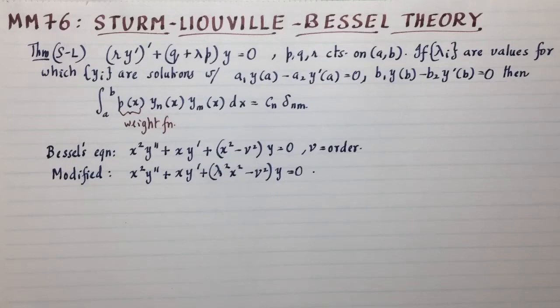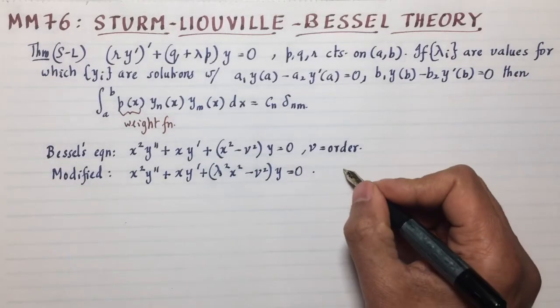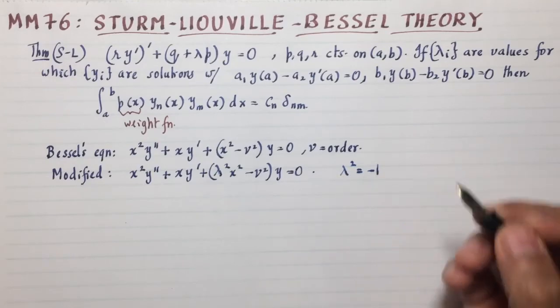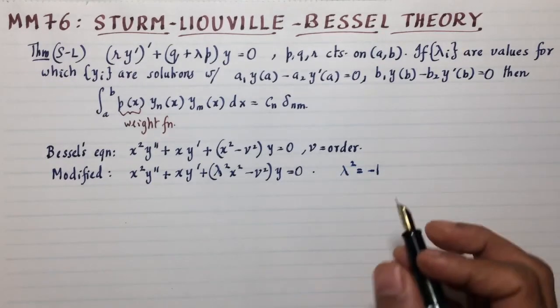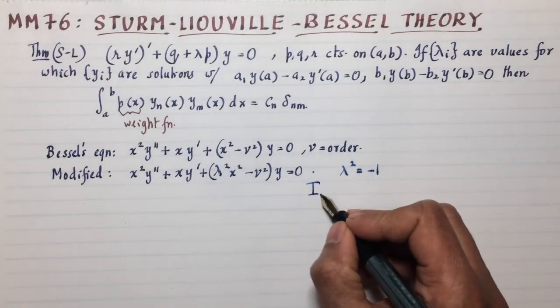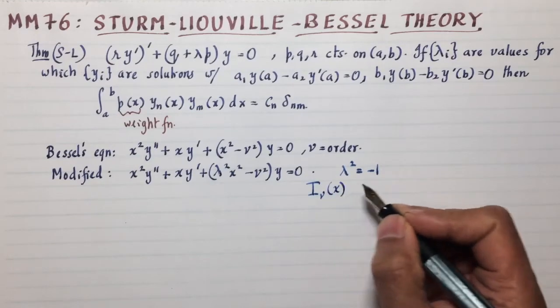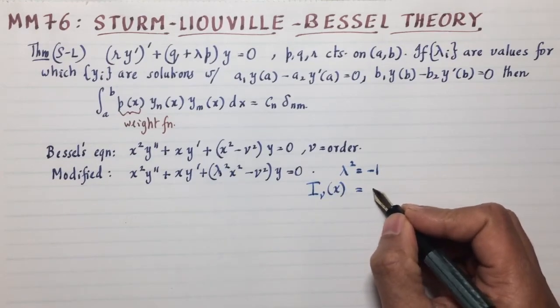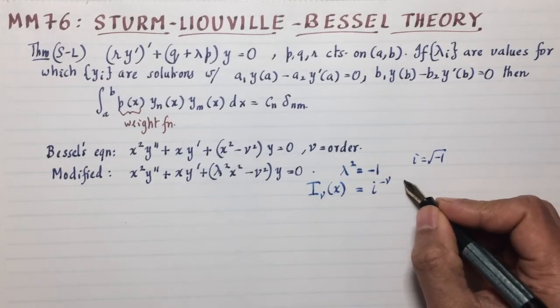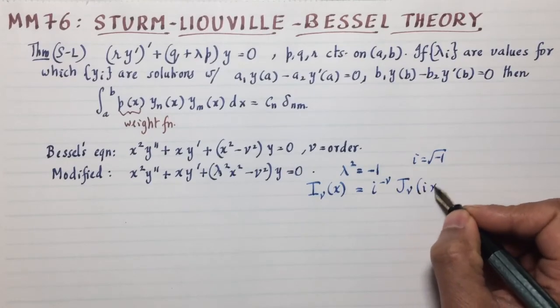There are a couple of caveats here. If lambda squared is negative, and that can happen, if lambda is imaginary, then lambda squared equals minus 1. Then we have to use what are known as the modified Bessel functions, known as I_nu(x). In many problems, this turns out to be the case. And I_nu(x) is defined as i to the power minus nu, where i is the square root of minus 1, times J_nu(ix).